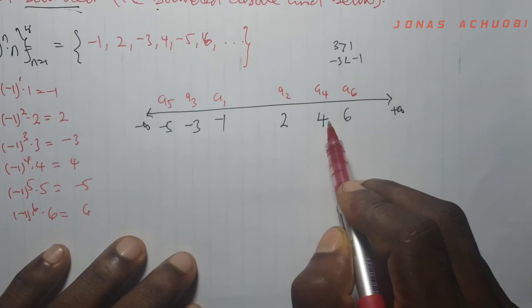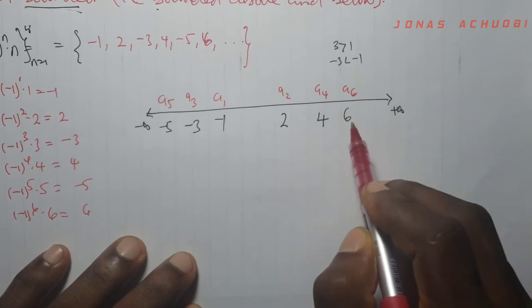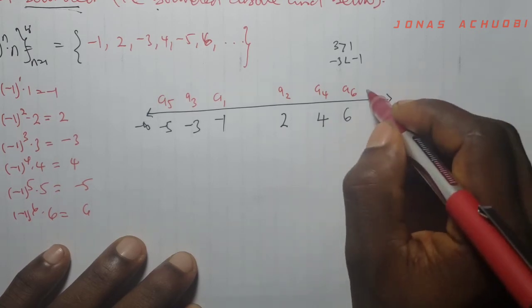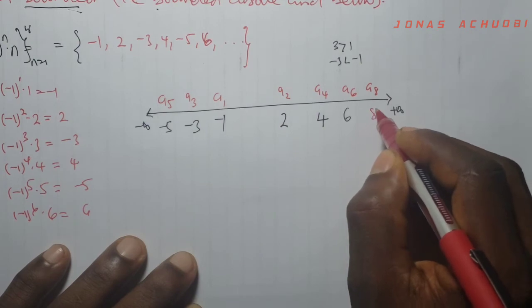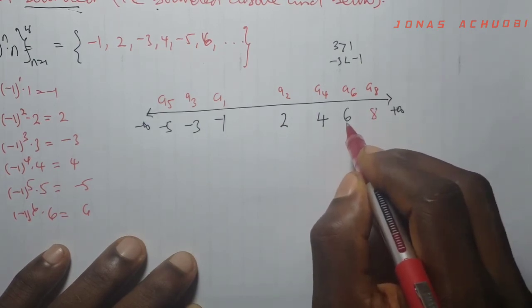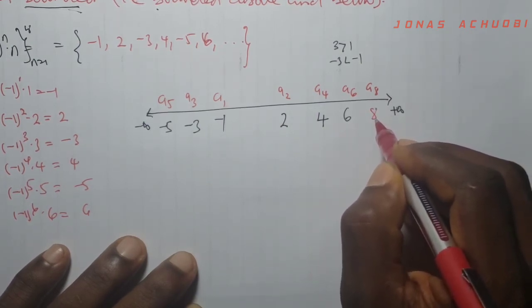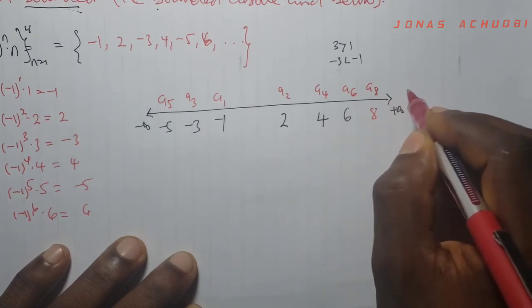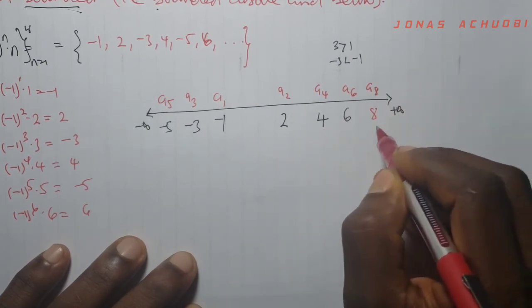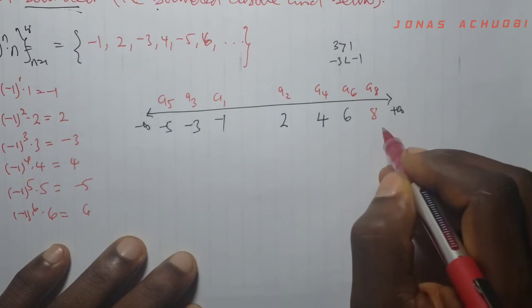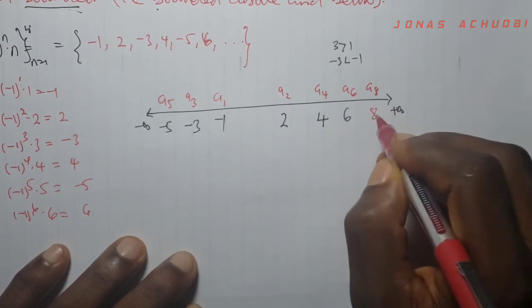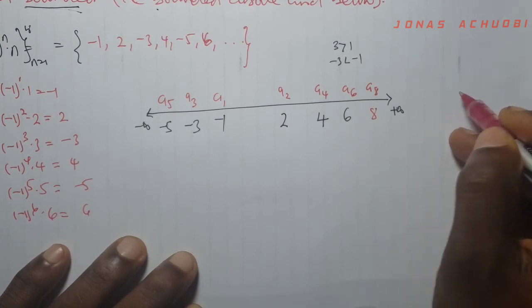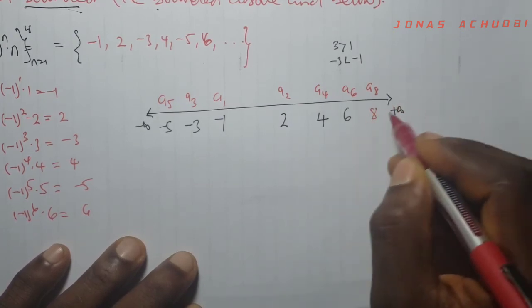4 can also not be an upper bound for the same reason, because 4 is not bigger than 6. 6 also cannot be an upper bound because there will be an 8th term here, A8. If you follow the sequence, A8, which will be 8, and 8 will be bigger than 6. 8 also cannot be the upper bound for the sequence because there's an A10, a 10th term that is bigger than 8. There will be a 12th term bigger than the 10th term. There will be a 14th term, to the right, and a 16th term.